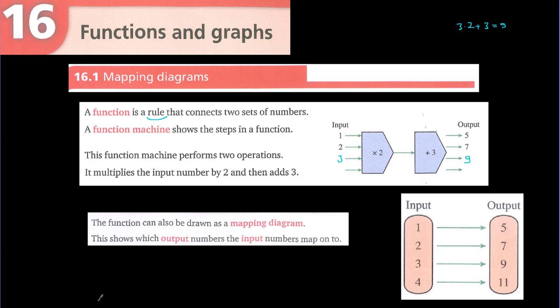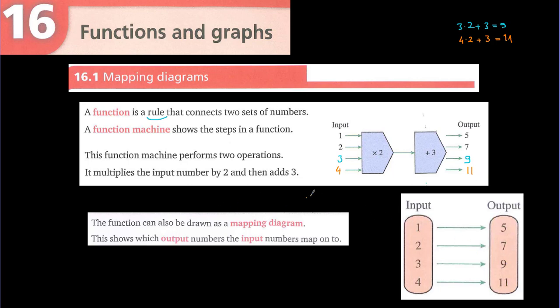Sorry, when you insert 4, 4 times 2 is going to be 8, plus 3, it's going to be equal to 11. So here, when you insert 4, it's going to give you 11. Here I have already written the results.